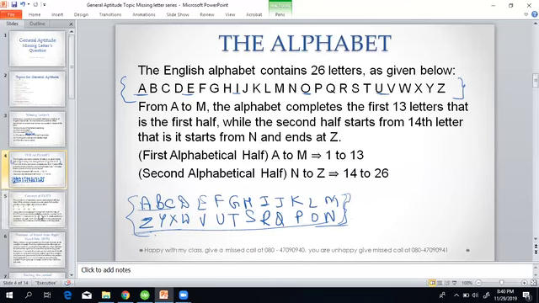Now, if you have any question, any query related to this slide, please ask me. And if not, we can move to the next slide.